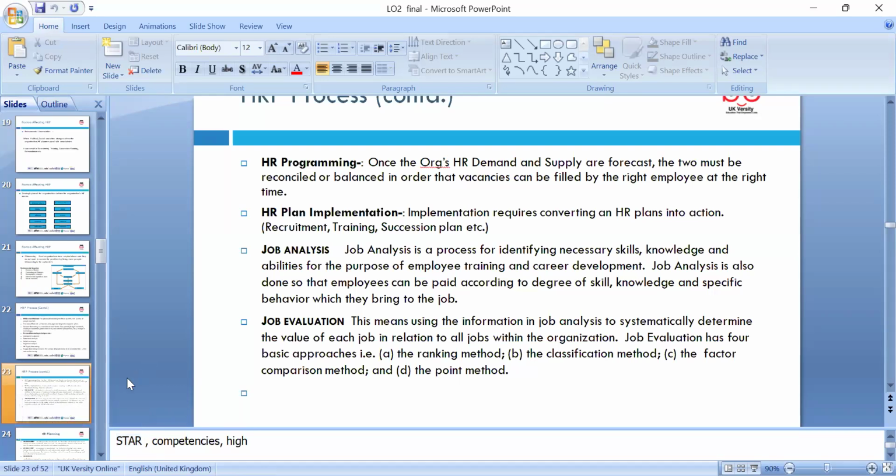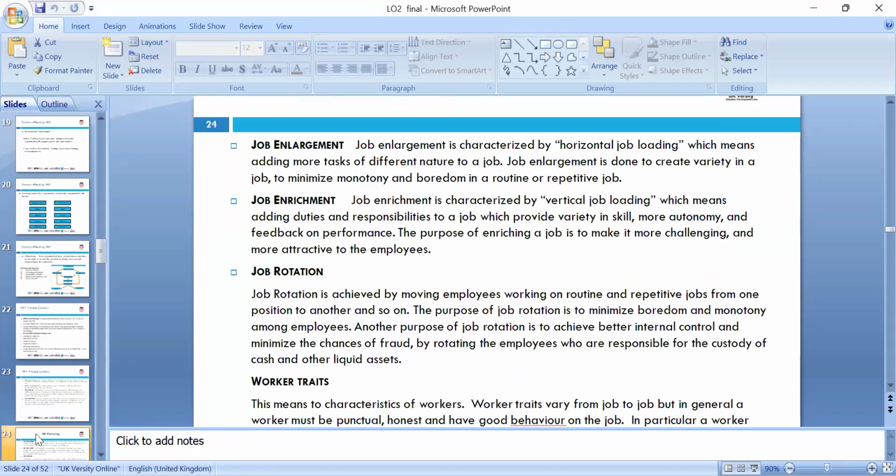So these are methods we can use to evaluate. Job enlargement means you can give more role and responsibility. Job enrichment means the characteristic of vertical loading, adding duties and responsibility to the job with a variety of skills. You feel the autonomy, "I'm a boss of this," and ultimately we are achieving job satisfaction.